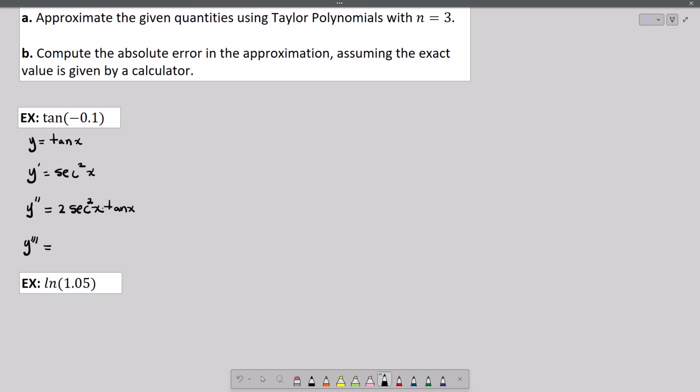So we're going to do first function. I'm going to treat 2 secant squared as the first function and tangent as the second function. So first function is 2 secant squared multiplied by the derivative of the second function. Derivative of tangent is secant squared. So that's going to make this 2 secant to the 4th power. So that's first derivative second.